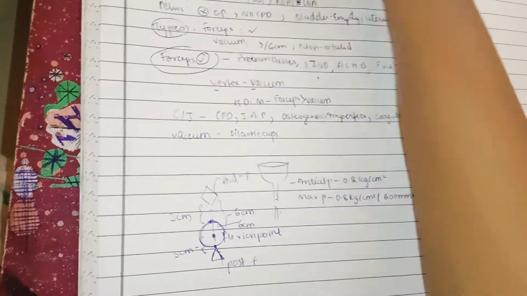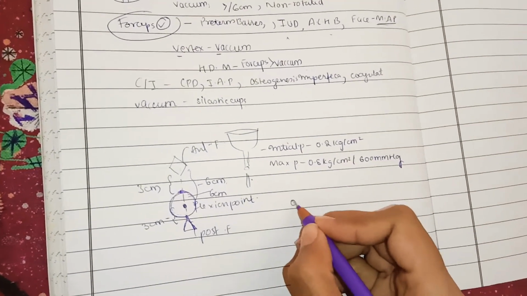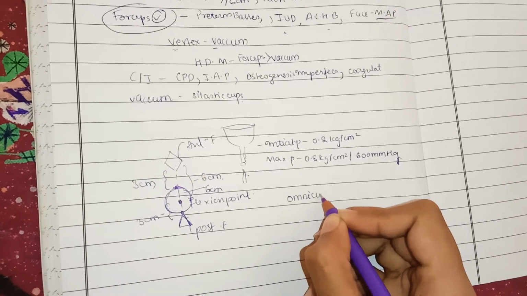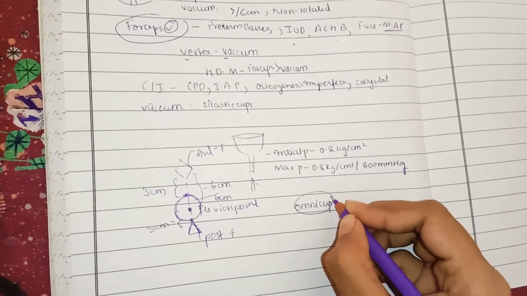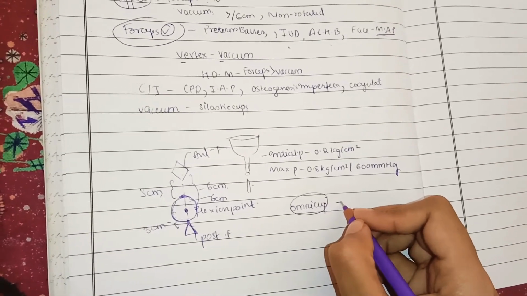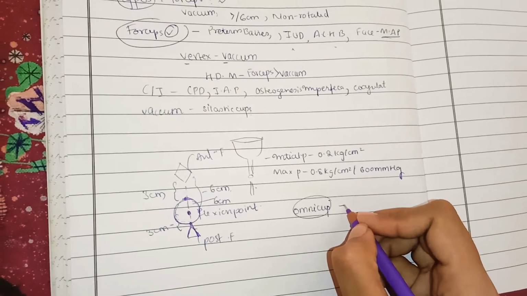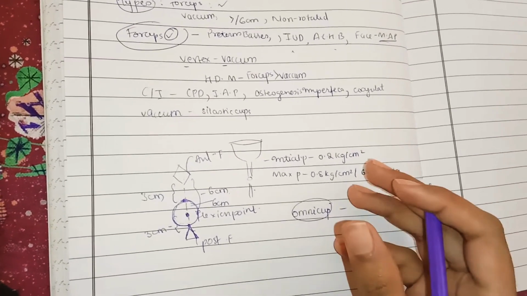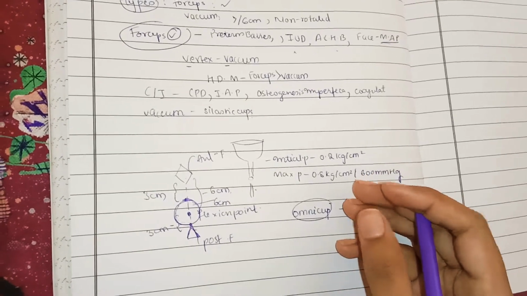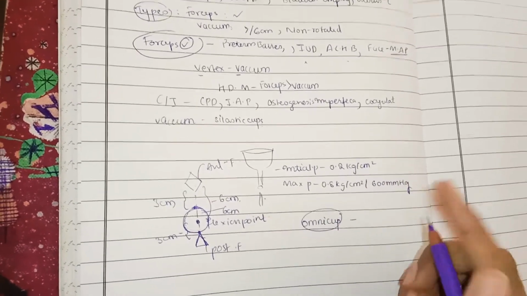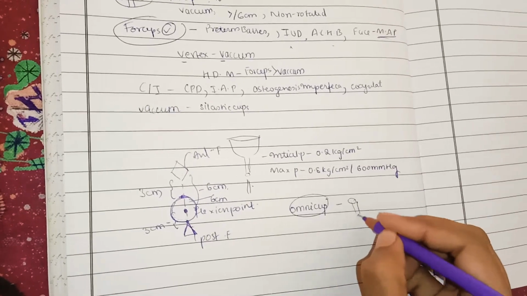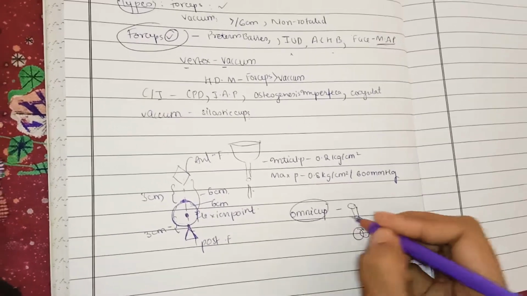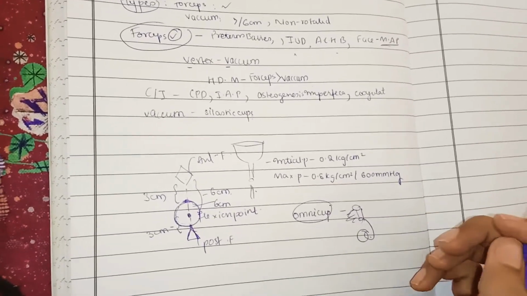A newer vacuum device is available that is called the Omnicup. Omnicup is a new cup which we use. It has an inbuilt pump to create vacuum, but it is smaller in size, it is disposable and portable, and it can be used for both OA and OP deliveries. So this is the Omnicup. Actually, it is a short device which is used nowadays. It looks somewhat like this.